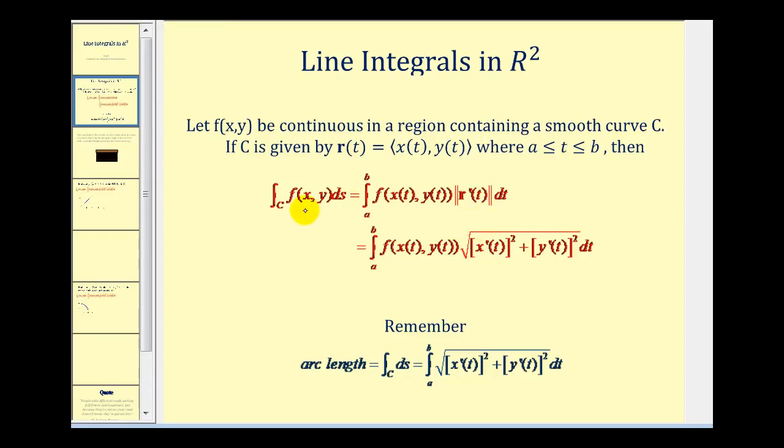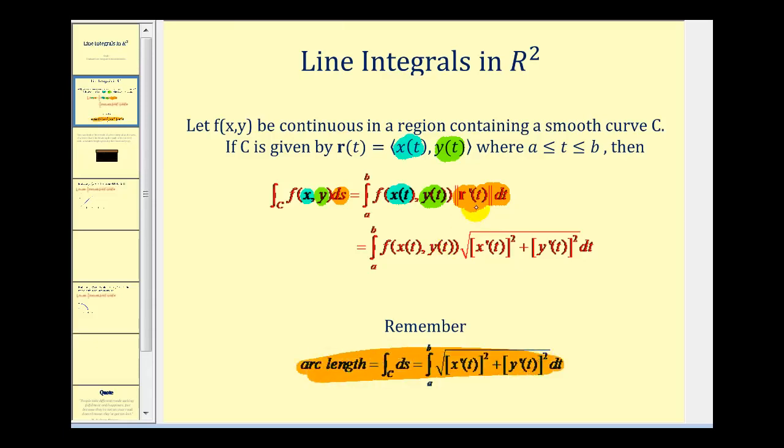First, notice the function f of xy is rewritten as a function of t by replacing x with x of t and y with y of t, where x of t and y of t come from the components of the vector valued function r of t. And then differential s is replaced with the magnitude of r prime of t dt. And this should look somewhat familiar because we did do this when we were determining arc length earlier in the semester.